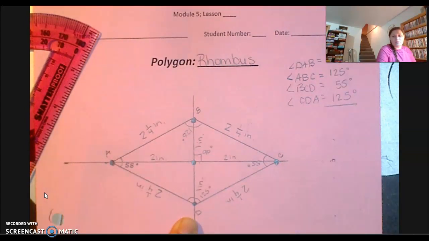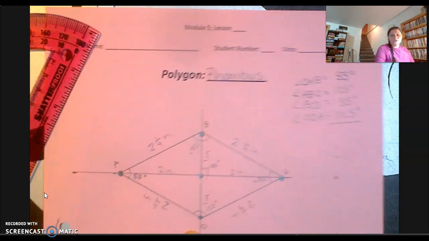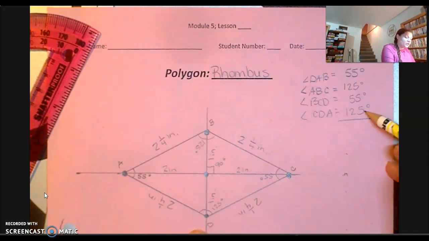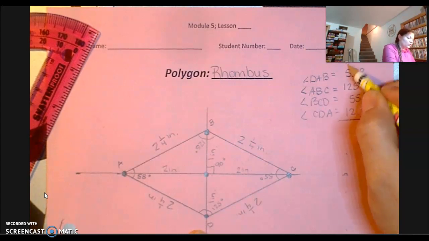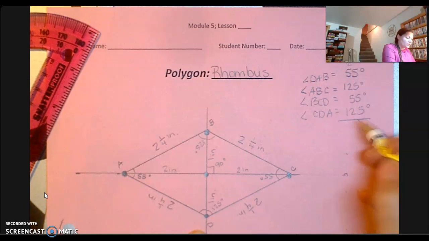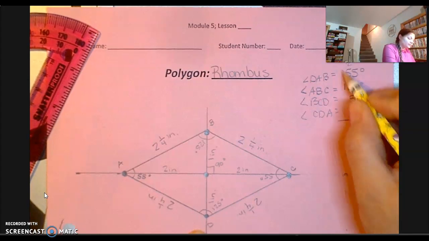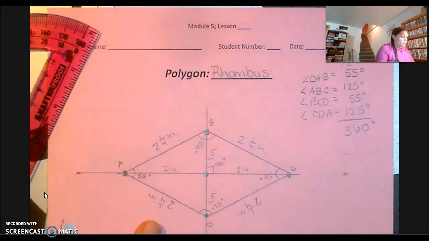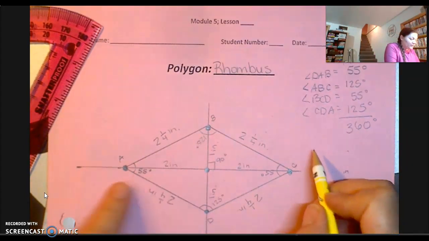We need to find the sum of these angles to make sure that they add up to 360. 5, 10, 15, 20. Here's our 2. 5 and 5 is 10. 2, 4, 6, so that's 16. And it's 360 degrees. And then we can also label our line segments.